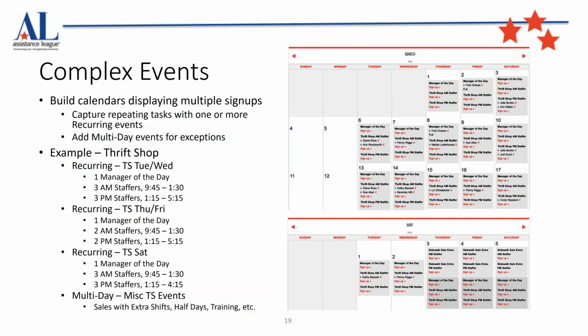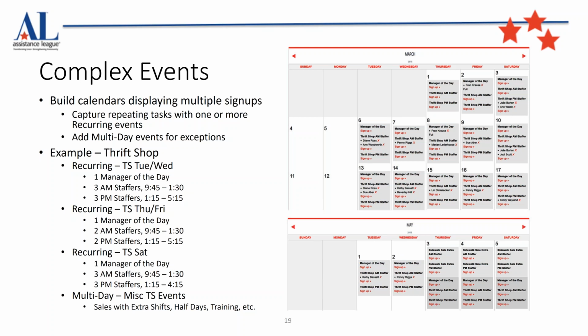On Tuesdays and Wednesdays, they have three staffers, versus on Thursday and Friday, they have 2. On Saturday, while it's got 3 staffers, it ends an hour before Tuesday and Wednesday. So they've created 3 recurring signups to capture those different patterns.